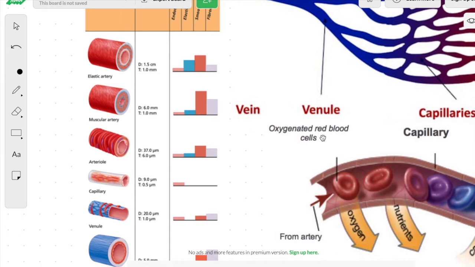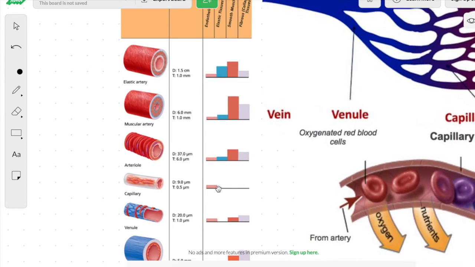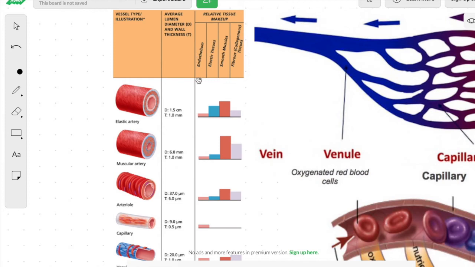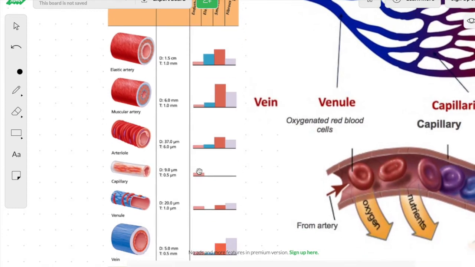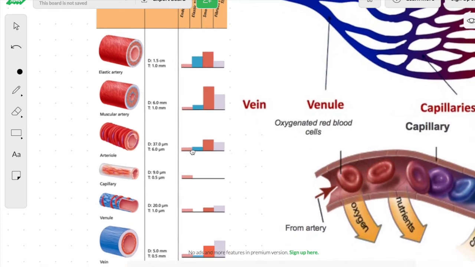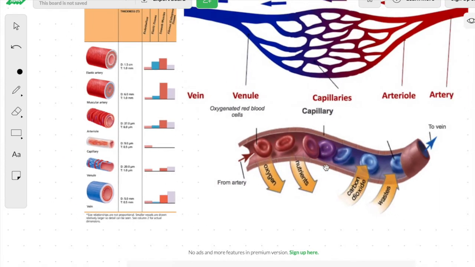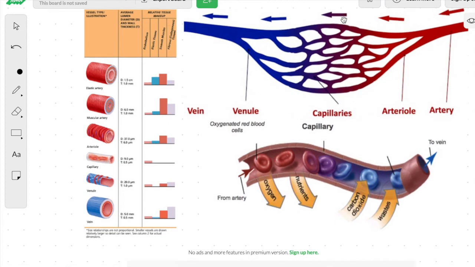Now we'll talk about the capillaries, which are really, really important. You can see in this picture that capillaries only have endothelial tissue. They don't have elastic, smooth, or fibrous tissue. The reason is that in capillaries, the main exchange of blood gases, carbon dioxide, and other products occurs. In this picture, you can see this place is called the capillary bed.